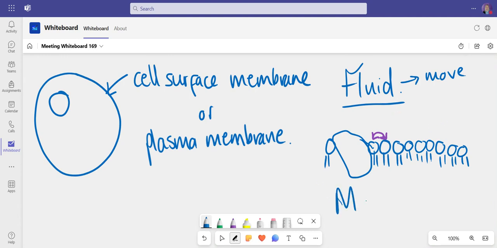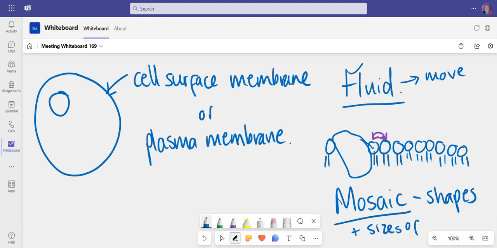The second part of the name of the model is mosaic, and that's just because it's made of proteins and phospholipids. It's also made of some other bits, cholesterol, etc. And they're all different shapes and sizes, like a mosaic picture. So the different shapes and sizes of the phospholipids and proteins, etc., make it look a bit like a mosaic.